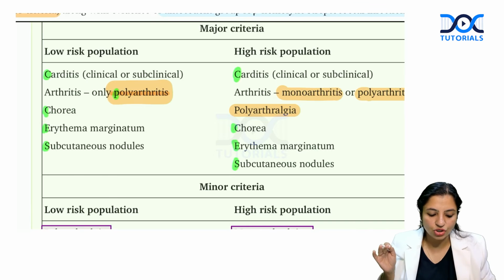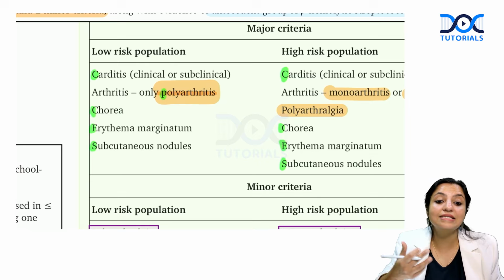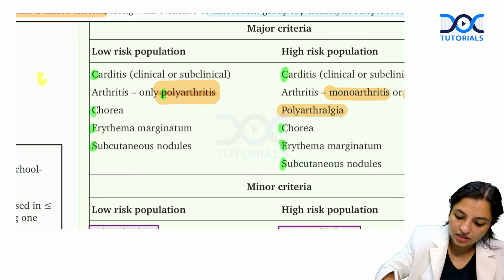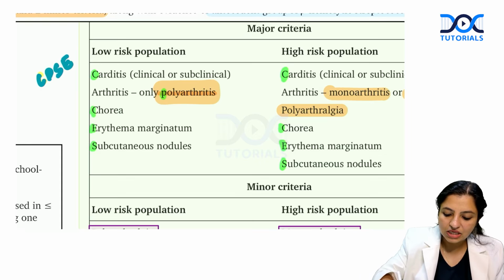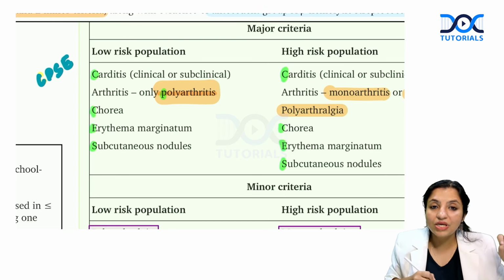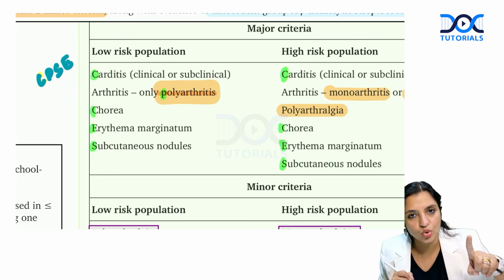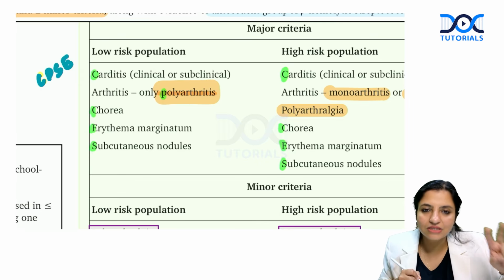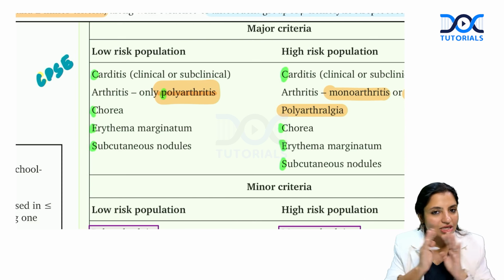I have always told you the code, that is CPSC. Instead of CBSC, you have to say CPSC. So C is carditis. P is polyarthritis. C is chorea. Carditis and chorea. S is Sydenham's nodules, and E is erythema marginatum. So that's CPSC.